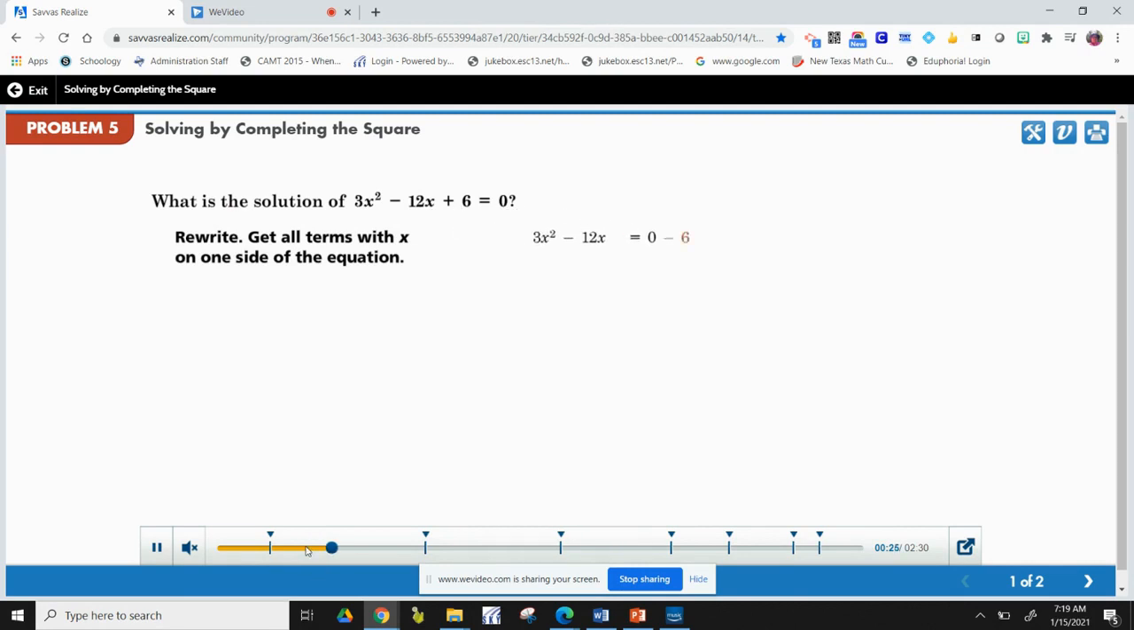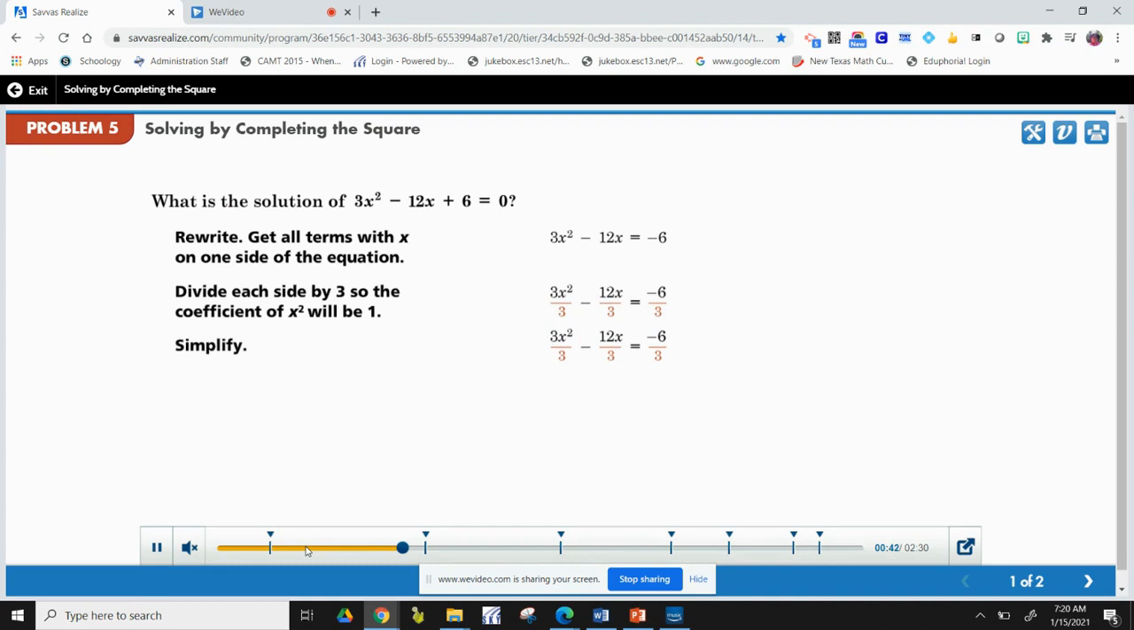Now, you're going to move the 6 over. The next thing they're going to do is divide everything by 3 so that the leading coefficient becomes a 1. And simplify. Divide each term by 3, so you have x squared minus 4x minus 2.